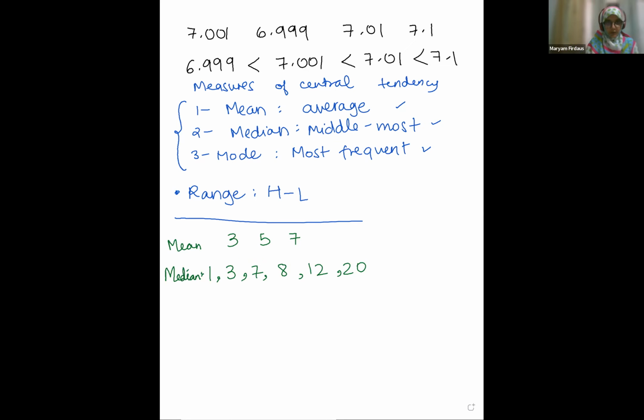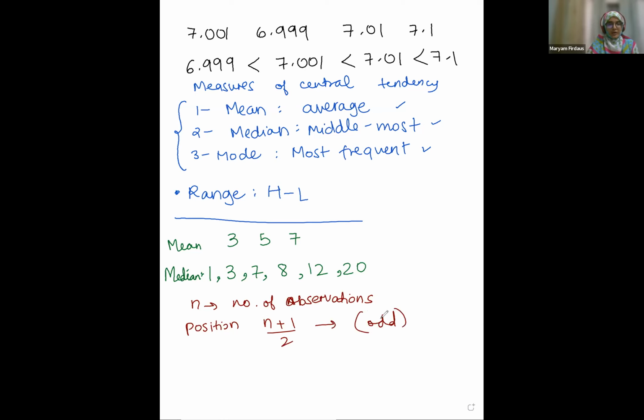The formula is not n plus 1 by 2. If there are n number of observations, n is the number of observations, and a1 means the first observation, A2 means the second observation, A3 means the third observation, and so on, then the median is going to be at the position of n plus 1 by 2 if it is odd.